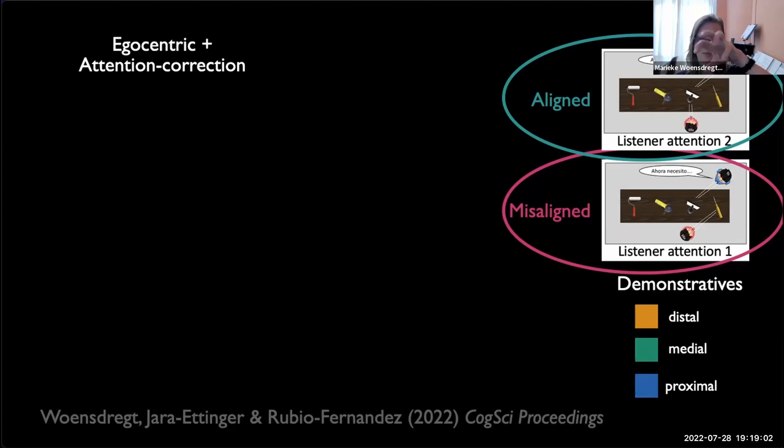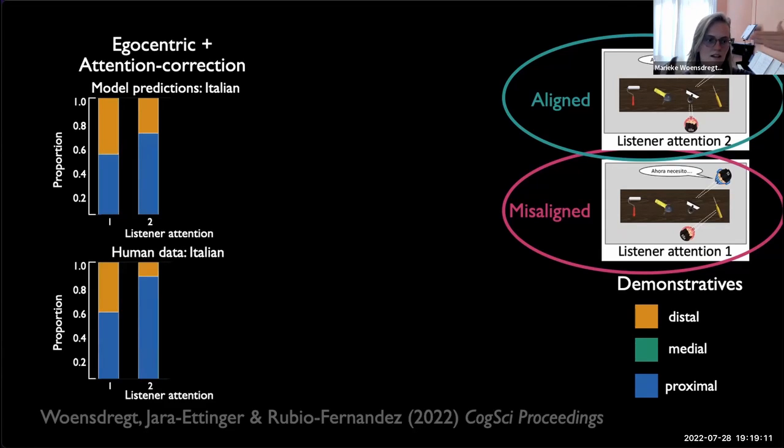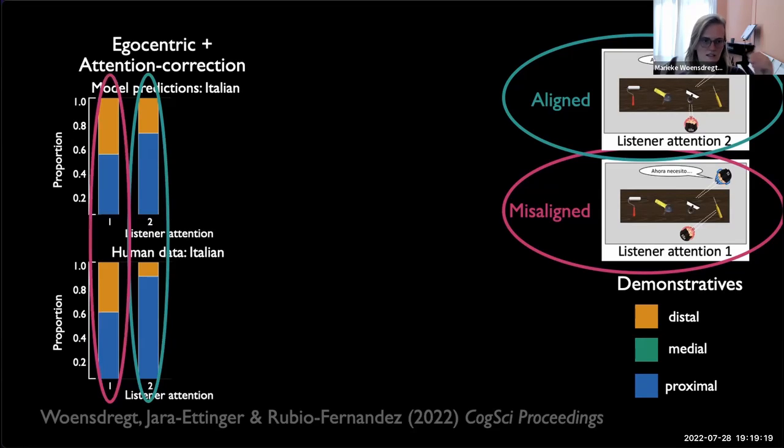Here I'm showing you this particular aligned trial versus this particular misaligned trial. And I'm showing you the model predictions at the top for a particular language, and then the human data at the bottom. And what we see is that in the misaligned trial compared to the aligned trial, the listener is looking closer than the speaker's intended referent. And what happens is that both the model and also the human participants increase their use of the more distal term that's usually associated with a reference further away to redirect the listener's attention.